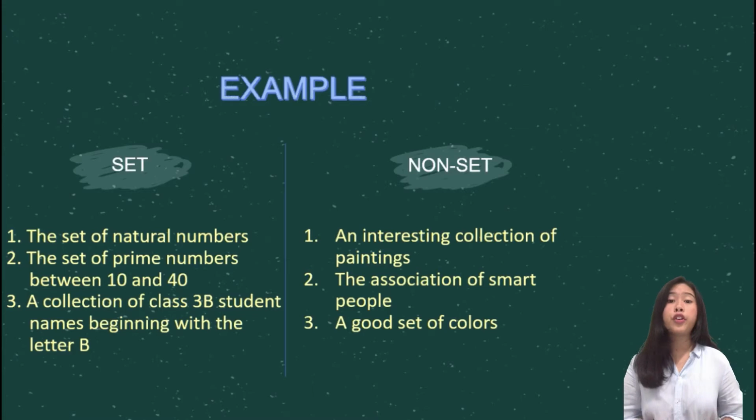Now, for example of non-set, number 1, an interesting collection of paintings. Number 2, the association of smart people. Number 3, a good set of colors.